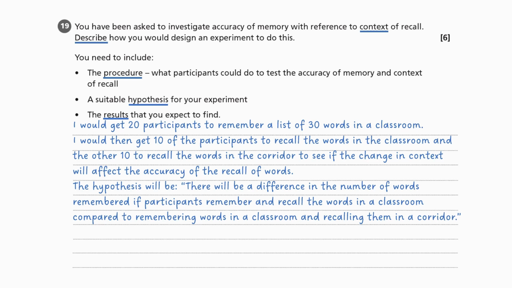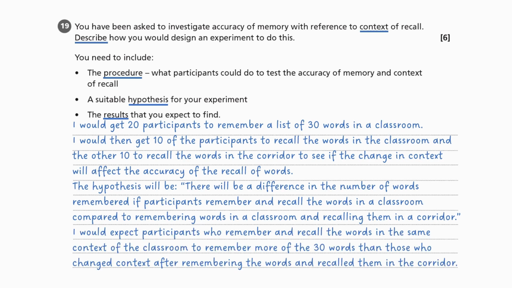Now, as you can see, it's clear what the independent variable is, because it's clear that you've got some people in your experiment who are going to remember the words in the classroom and recall them in the classroom, and then other participants are going to remember them in the classroom and recall them in the corridor. It's also clear in there what the dependent variable is as well, so what we're going to actually be measuring, so the number of words remembered.